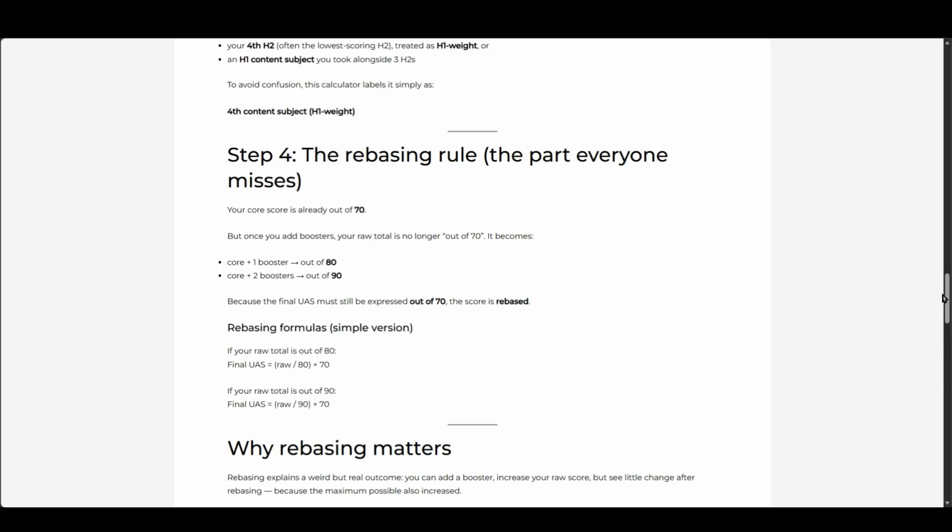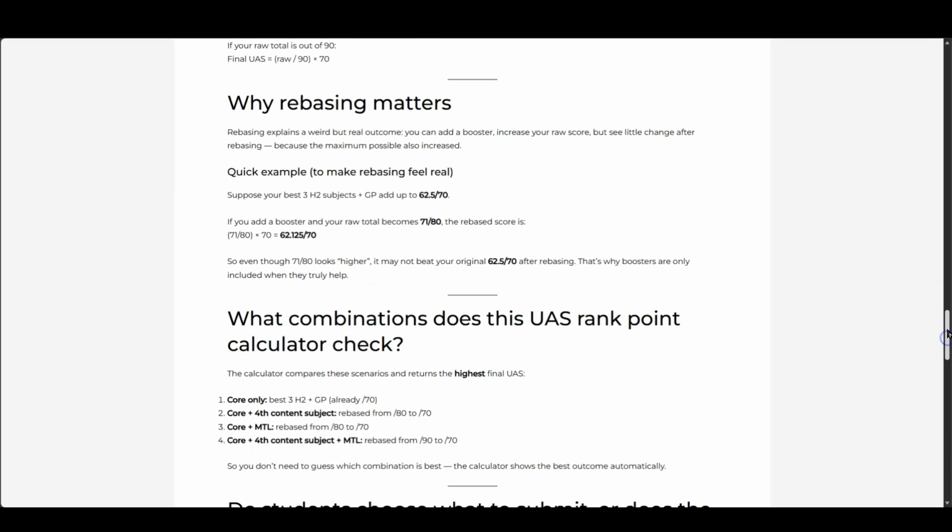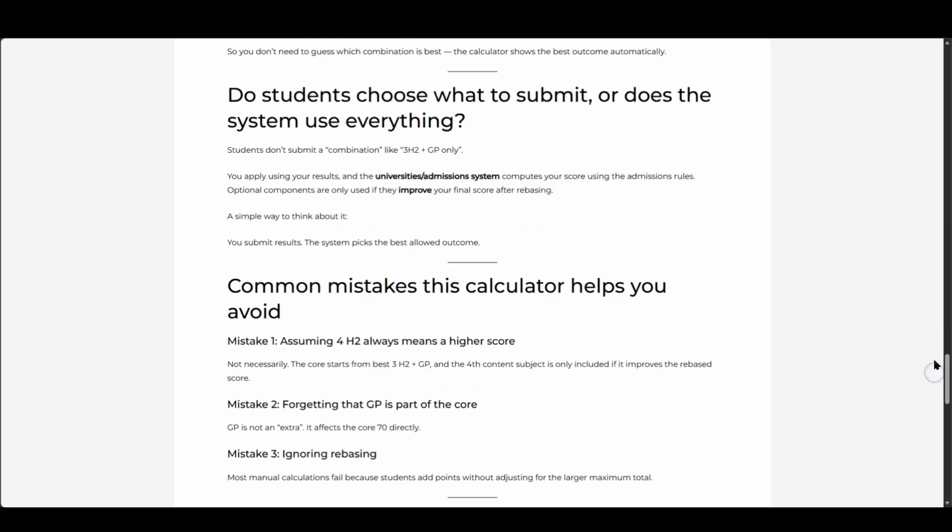That means adding a subject can increase your raw total, but after rebasing, the final score may improve only slightly or may not improve at all. That is exactly why this calculator is helpful. It does not just add points mechanically, it compares the valid combinations fairly after rebasing, then shows you the best final outcome. So, if I had to summarize the calculator in one sentence, it would be this.